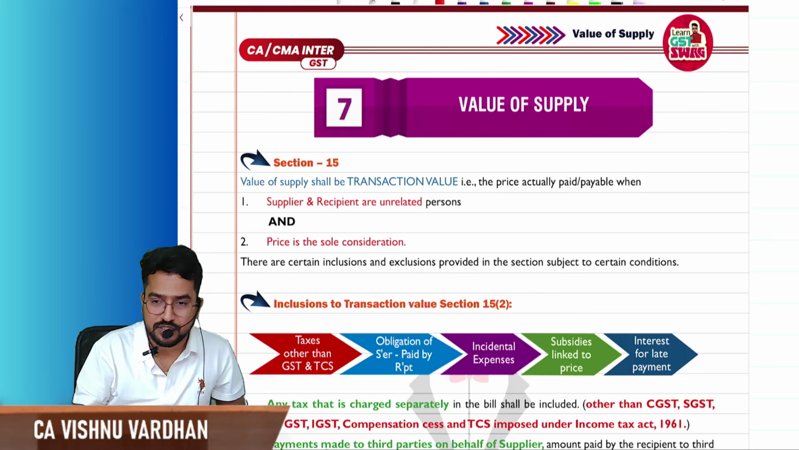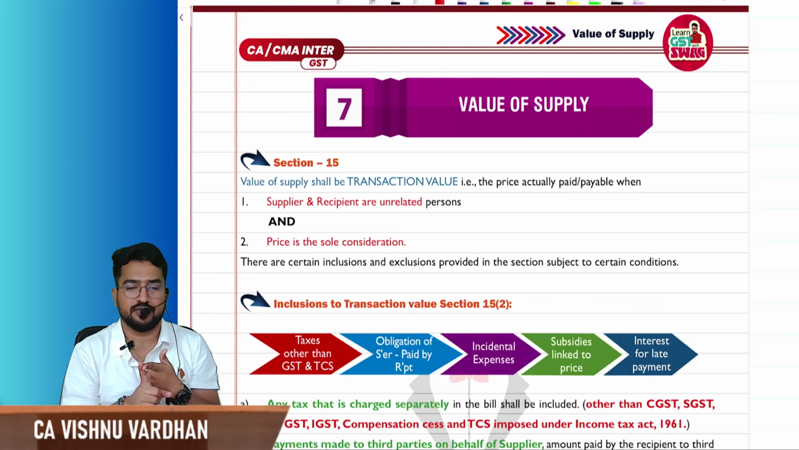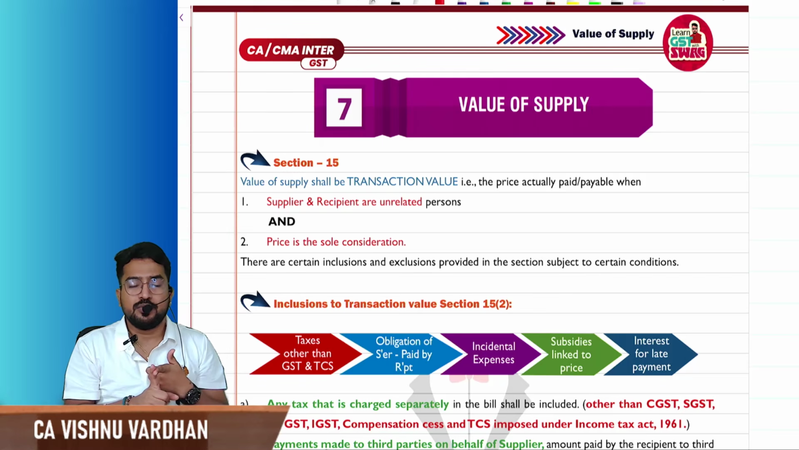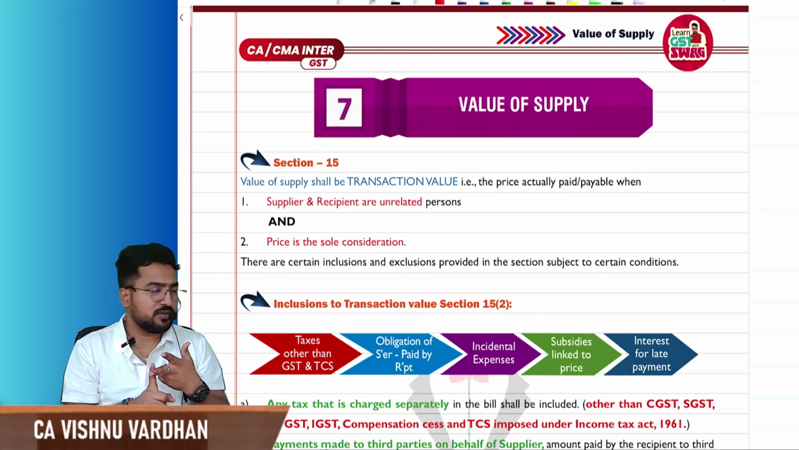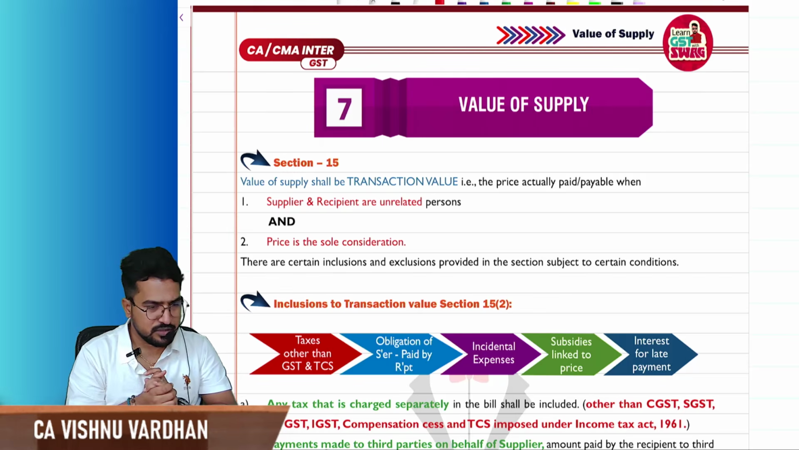This is section 15 subsection 1. Section 15 subsection 1 says the value of supply is nothing but the transaction value, which shall be taken as the value of supply. Correct? What do you mean by transaction value? Price actually paid or payable. When will you accept this? When the supplier and recipient are not related and price is the sole consideration. What do you mean by price is the sole consideration?